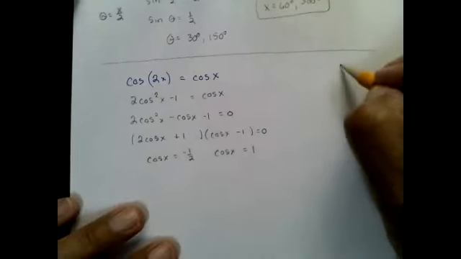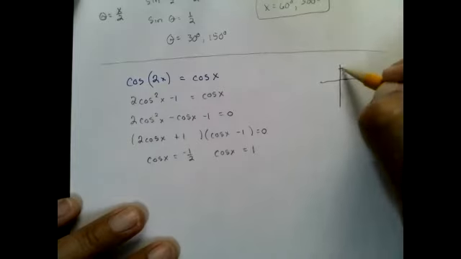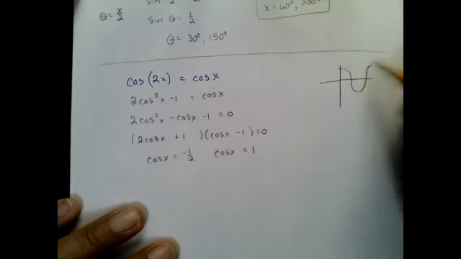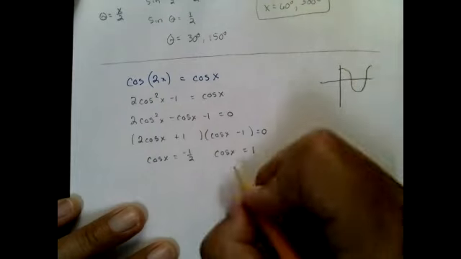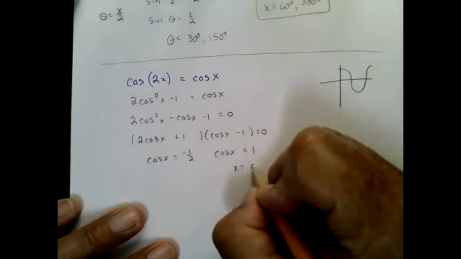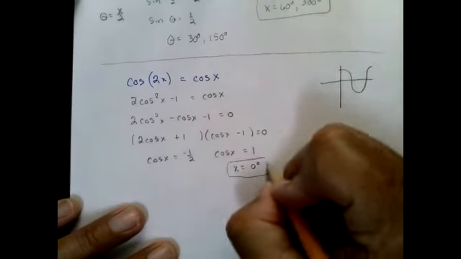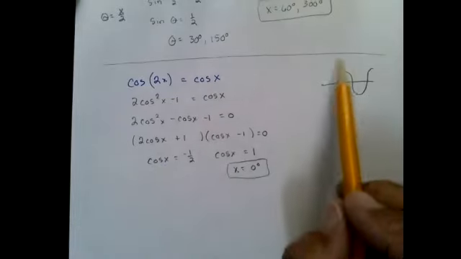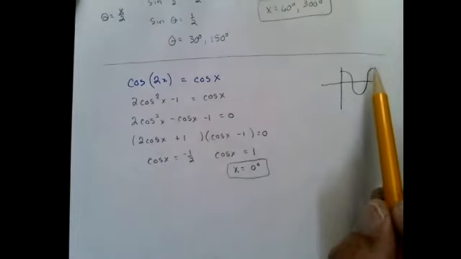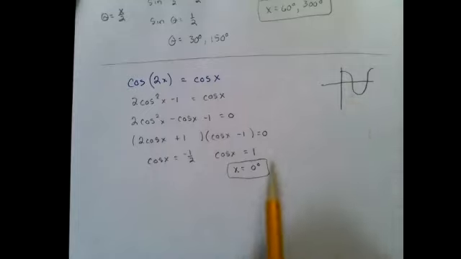Cosine equals 1, I can do that. Cosine equals 1 when x is 0 degrees. Only time it equals 1. 360 is when I start to repeat, and that's the same as 0. So I only have one answer for that.